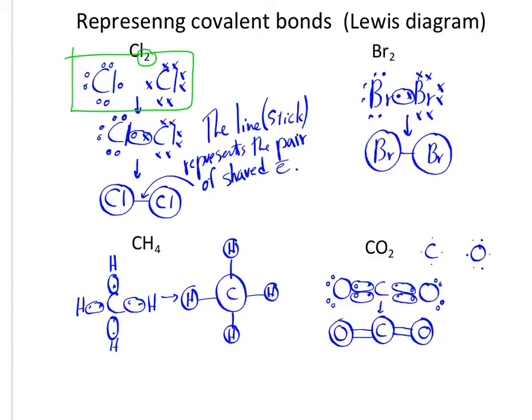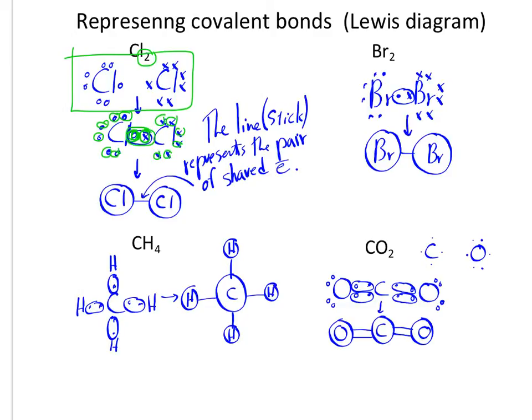So their goal is to have 8 around. So here's how I'm going to count. We have 1, 2, 3, 4, 5, 6, 7, and 8. I have to count that one because the circle around means that this is the pair of shared electrons. So I have to count it for both. When we share something, it belongs to both of us. And 1, 2, 3, 4, 5, 6, 7, and 8 for that one too. So they both have 8.